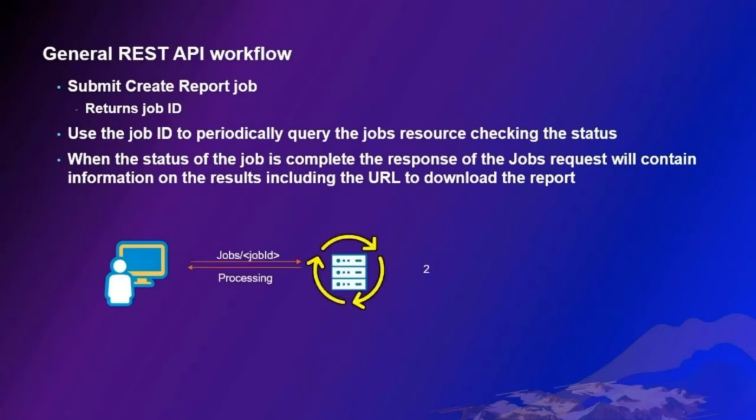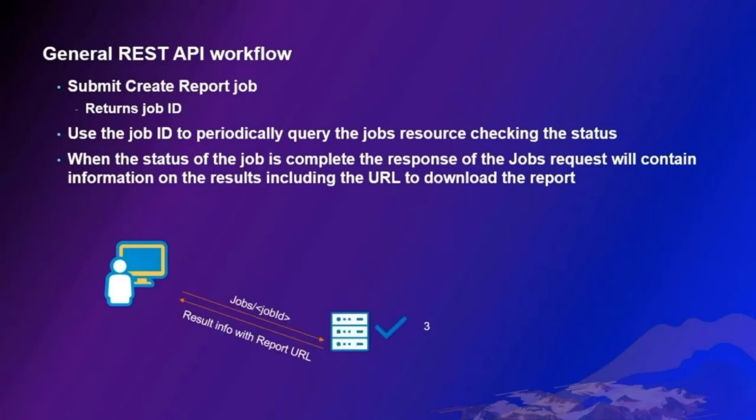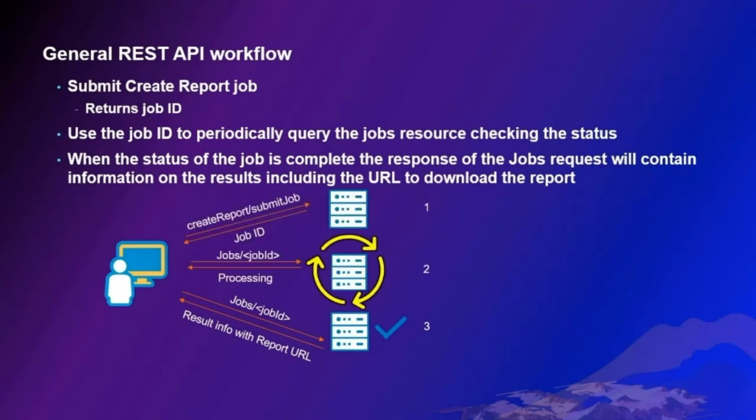Using that job ID, your application will need to send periodic requests to the job resource, passing along the ID supplied from the Submit Job task. When the task finishes and the report is ready, the response of the jobs request will contain the result information on the report as well as the URL to download the report.